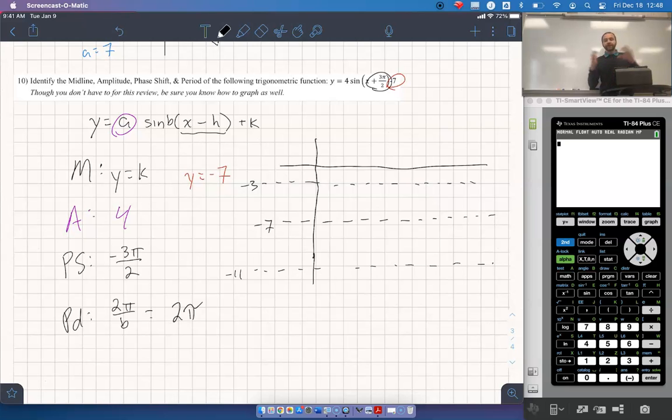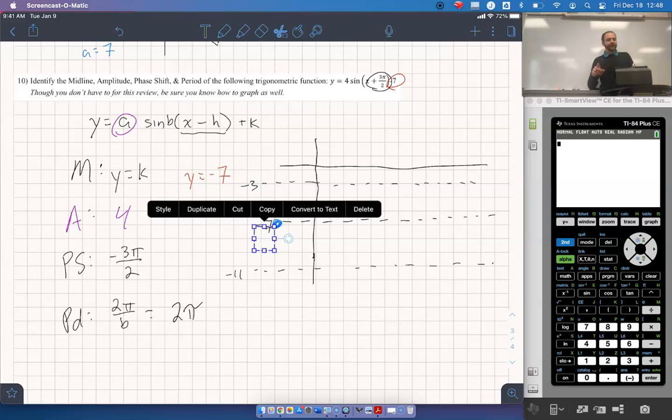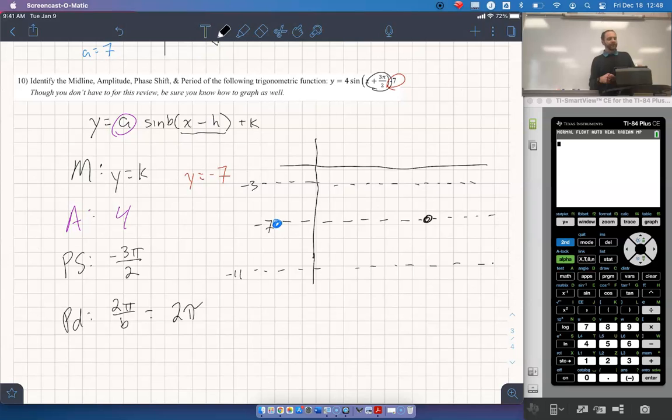So midline, amplitude, good. Phase shift, negative 3 pi over 2, which means, sine usually starts on the middle. I would slide this over negative 3 pi over 2, wherever that would be. And I should label my x-axis. I'm just going to put it right here for now. And then I would go a period of 2 pi, wherever that may be. I would split in half to get my 4 quadrants. Sine graphs, where they're positive, rise first, then fall to midline, fall, and rise. And I would repeat that.